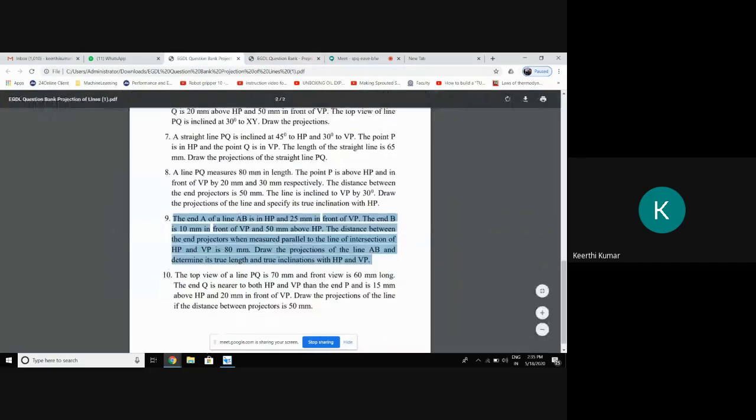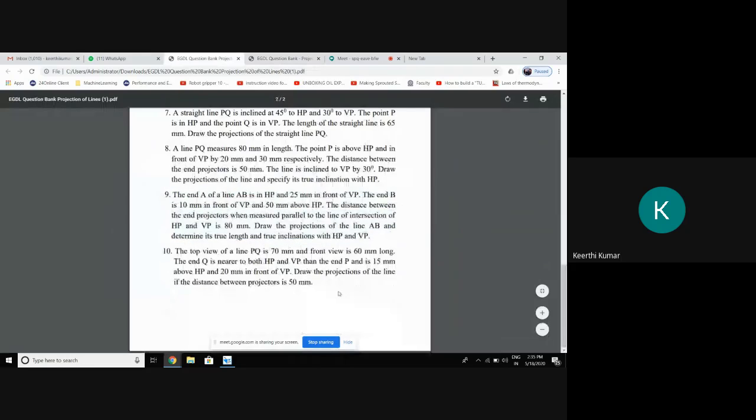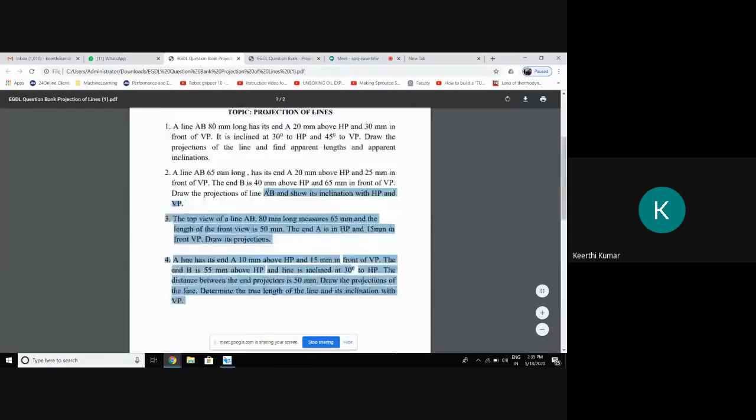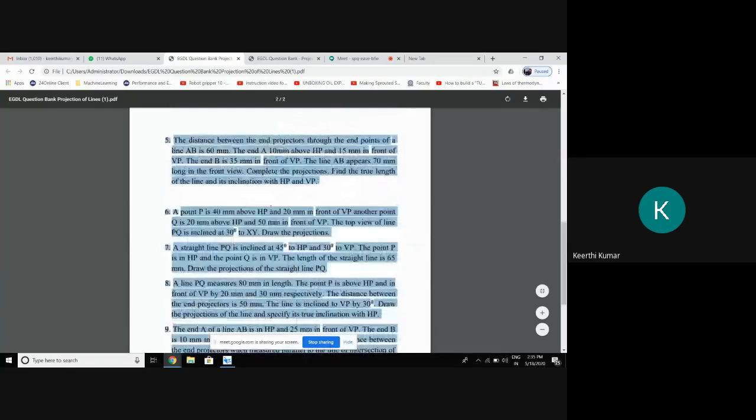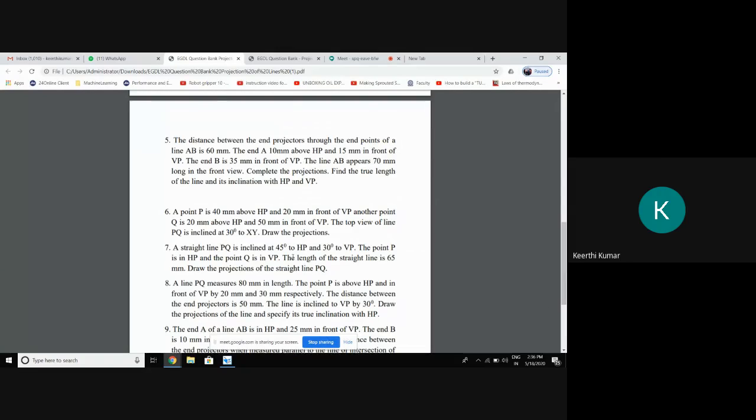So these are all the questions on lines. There are 10 questions. You prepare thoroughly and answer. Out of 10, I explained 3 here. The remaining, you can easily solve. Same procedure. One thumb rule you remember. The true length in VP, HP will be same. And apparent length, that is A dash and A, B dash and B, should be on same vertical lines. If those two are satisfied, definitely your solution is correct.